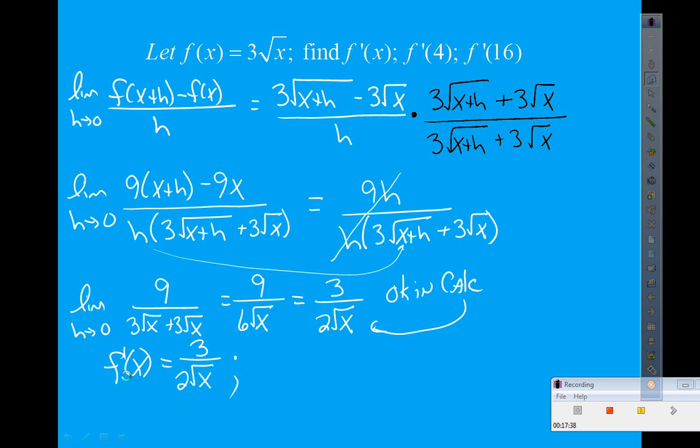This worries me. It's kind of spinning. To find f prime of 4, just plug in my 4. So I'm going to get 3 over, square root of 4 is 2, 2 times 2 is 4. To find f prime of 16, same thing. Plug in a 16. Square root of 16 is 4. 4 times 2 is 8. So that slope would be 3/8. Okay. So that's what we've got so far.